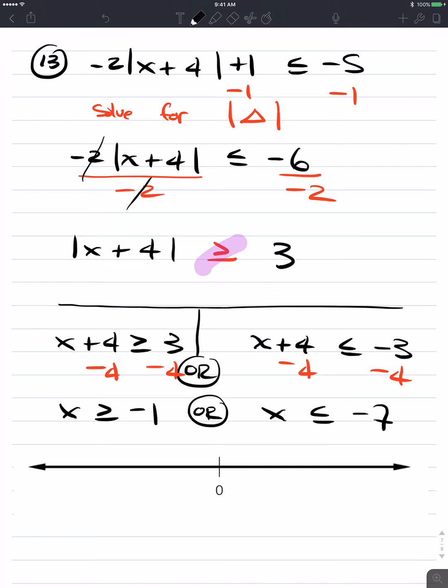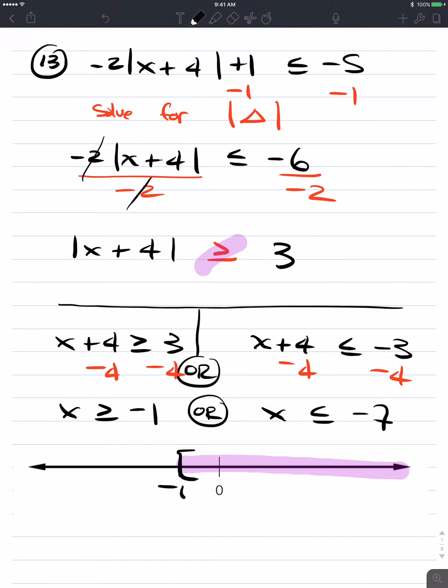We're now going to describe numbers that are bigger than or equal to -1. Numbers bigger than -1 live to the right of -1. We include the -1 because, excuse me, it's actually greater than or equal to. It involves equality.